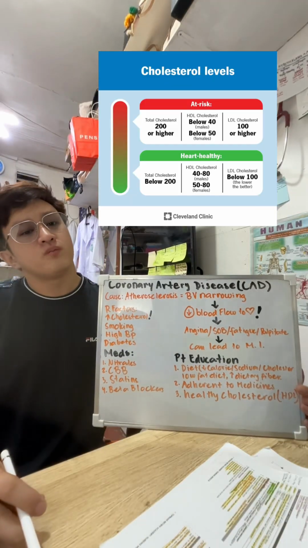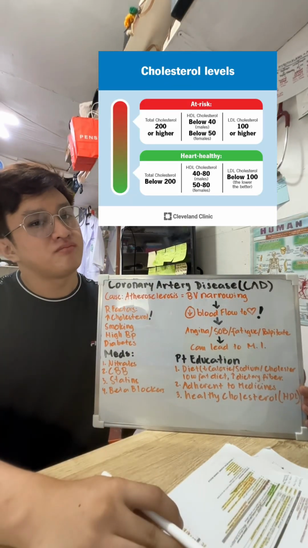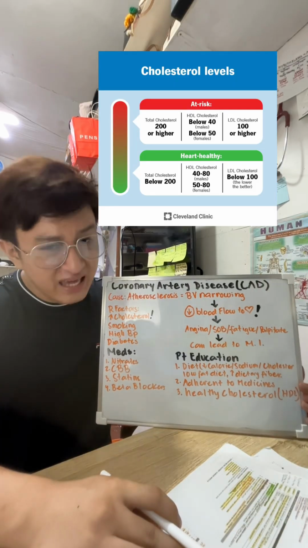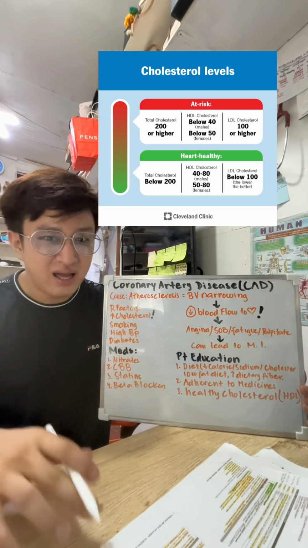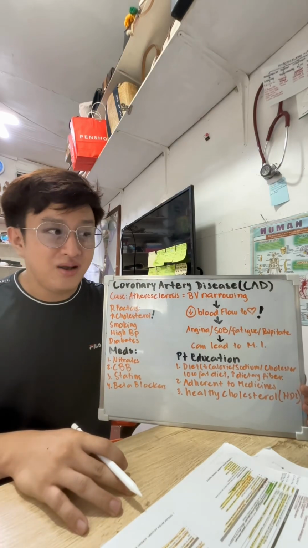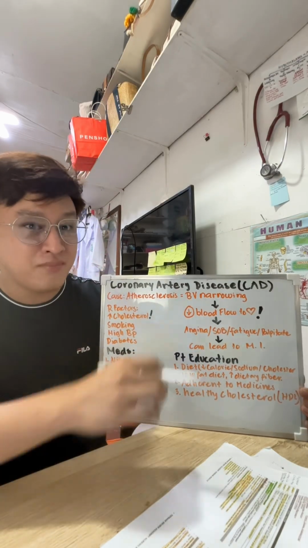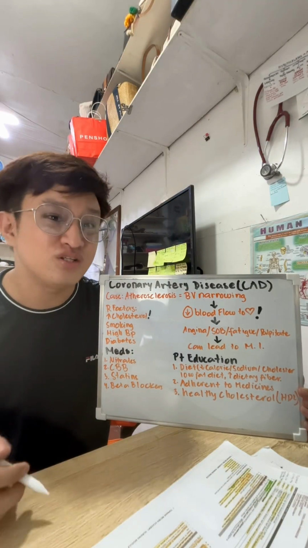Why is that? What is the good cholesterol? HDL. What else? LDL? Eh di wala. The patient dies, because in the long run, they will develop MI since the plaque build-up is so high because of LDL.